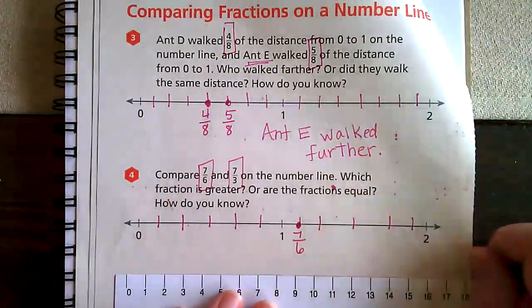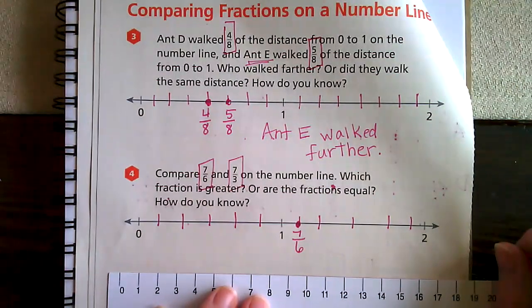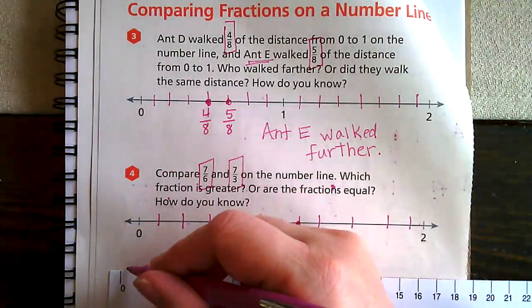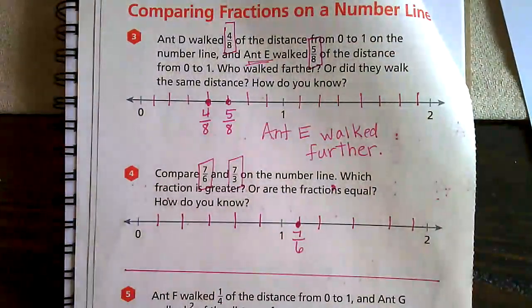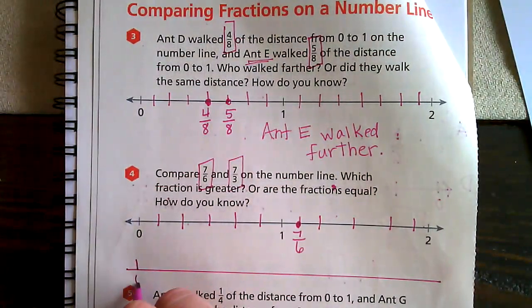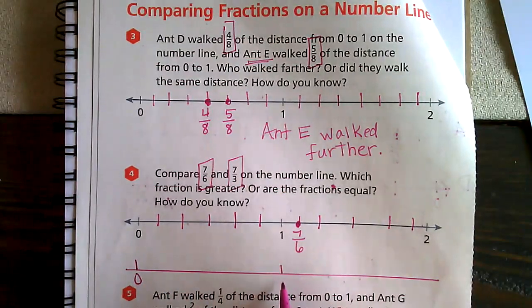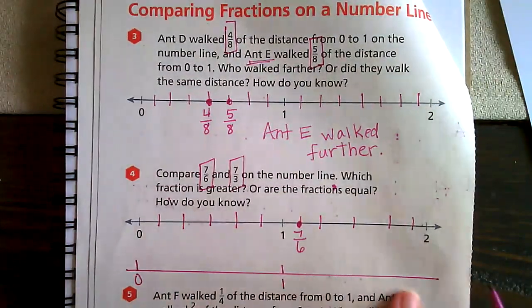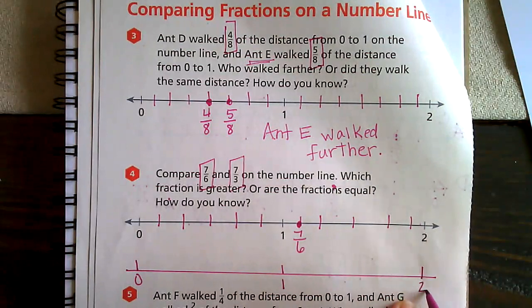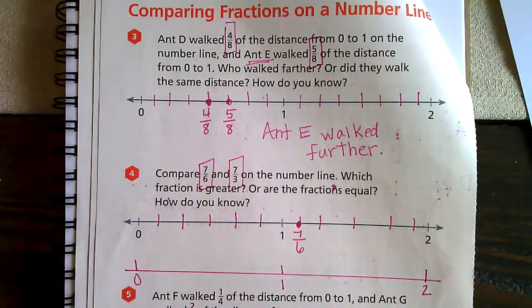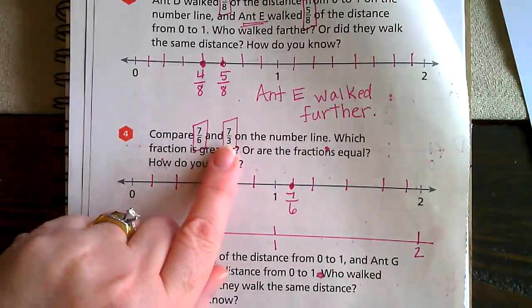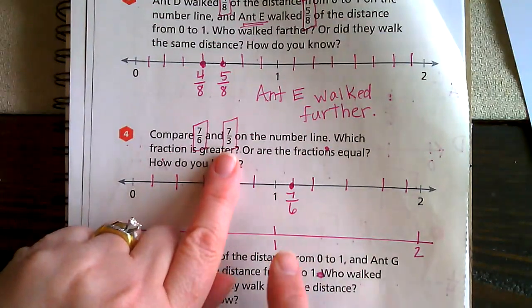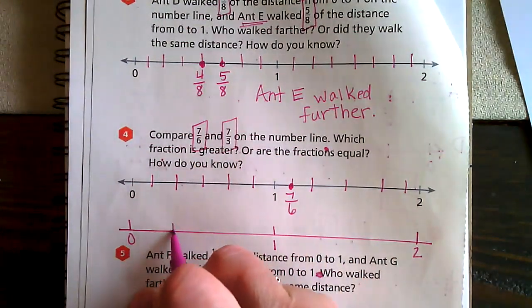So I'm going to make my copy underneath. Zero, 1, 2. Go ahead and make your copy. And now let's take a look at our whole. It's divided into thirds. So let's split it in thirds.